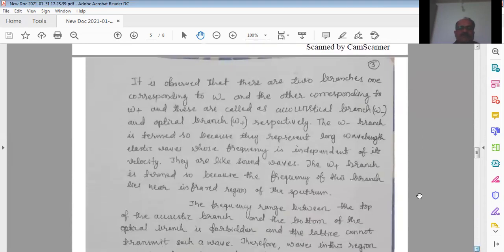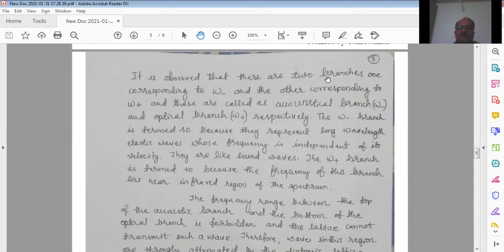The same thing is written here. It is observed that there are two branches, one corresponding to omega minus and the other to omega plus, called the acoustical branch and the optical branch respectively. The omega minus branch is termed so because it represents long wavelength elastic waves, like sound waves. The omega plus branch is termed so because the frequency of this branch lies near the infrared region of the spectrum.